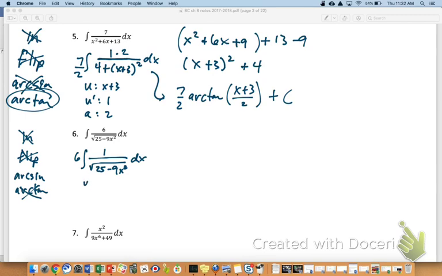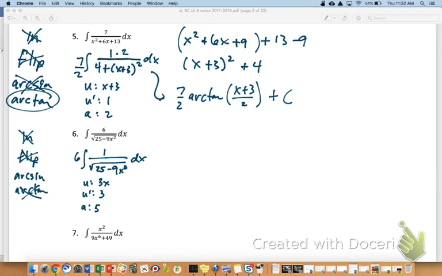I do need to identify my u prime, and my a. So what would be my u? Good. How about the a value? Meaning the u prime would have to be 3. What does the numerator have to be for this to be a perfect arcsine antiderivative?